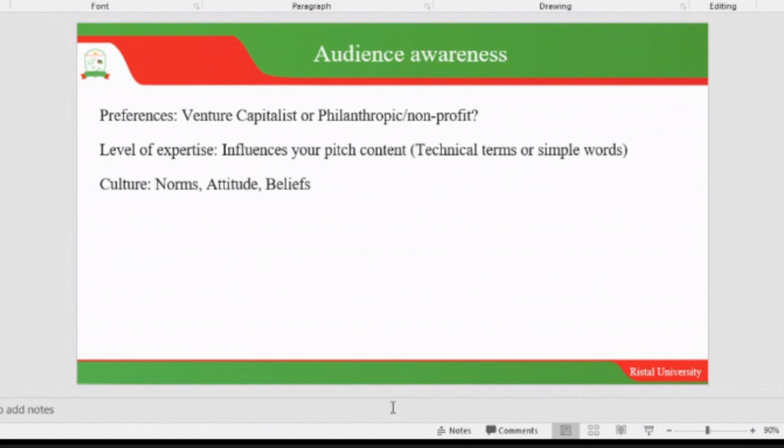Another aspect of audience awareness is the level of expertise. As much as possible, make sure that you use simple wording so that even the least educated person in the room can really understand what you're talking about. Then culture. It is always important to also know the people that you are talking to as far as culture. If you are in a Muslim community, there are some things that you have to be really cautious about mentioning. But also, if you are pitching to a Christian organization, there are some things that you have to take note of.